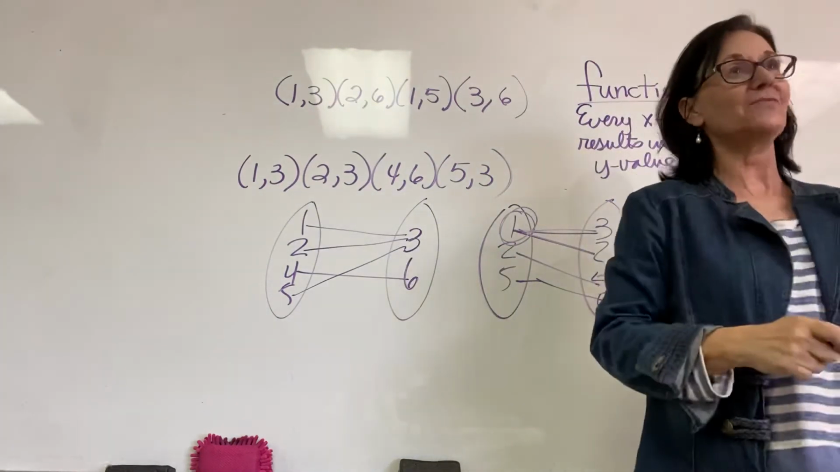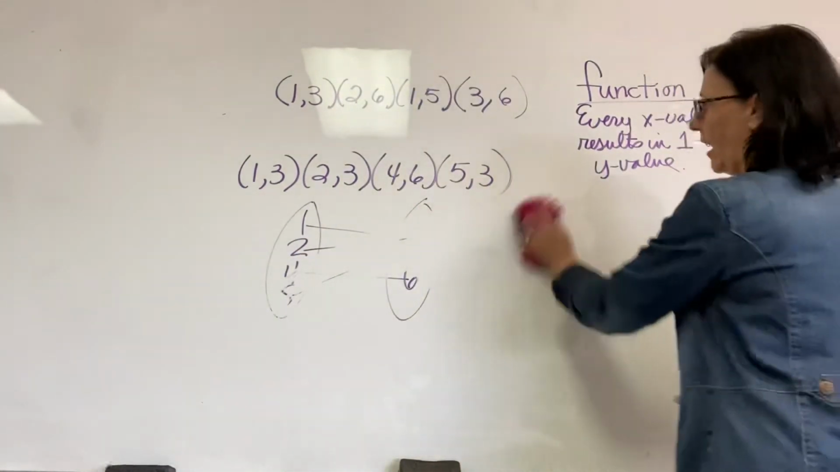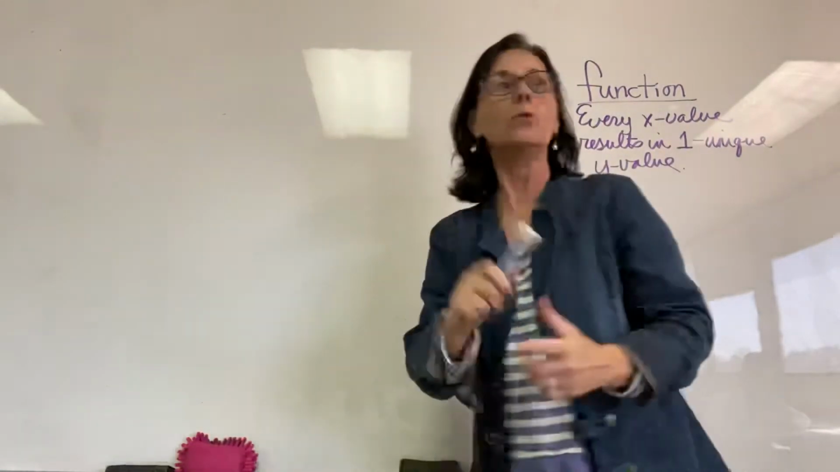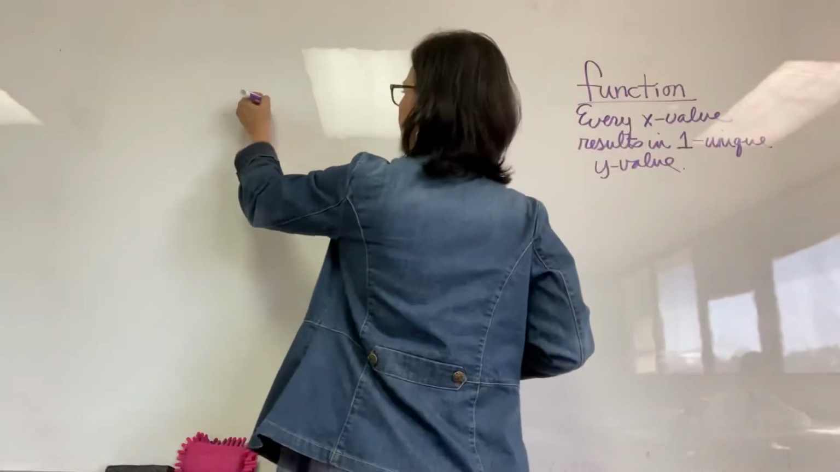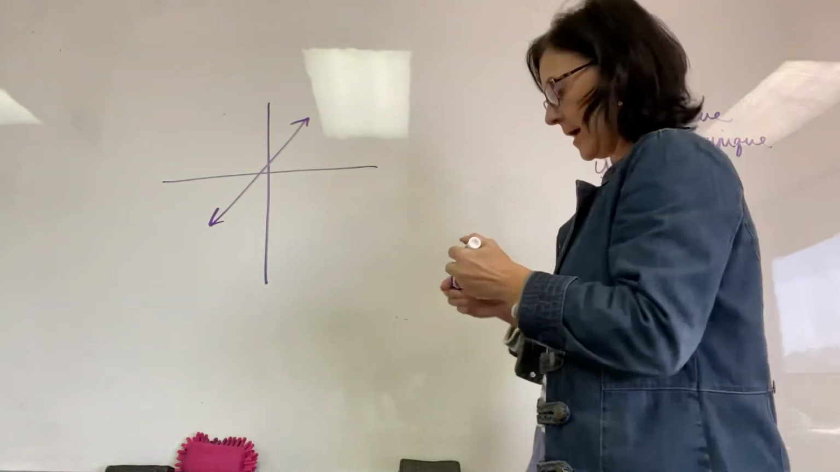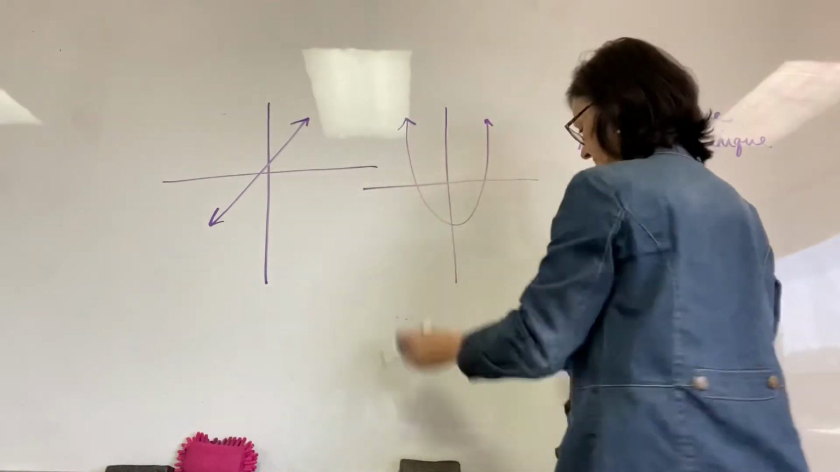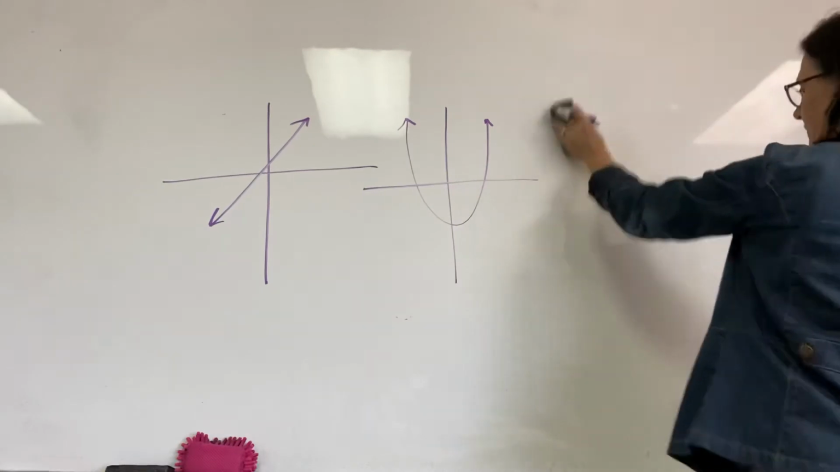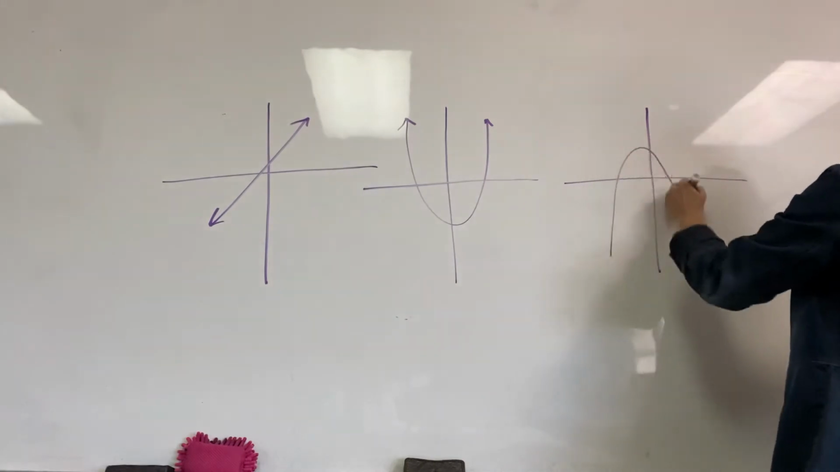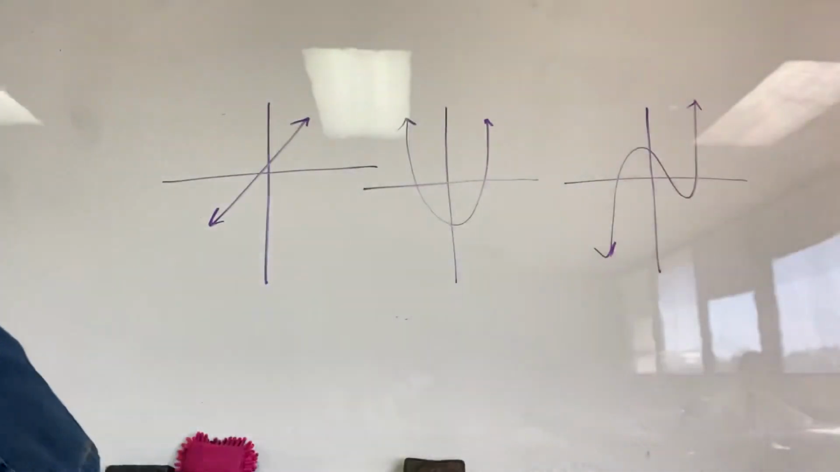Okay, here's the reason. All right. When X has one and only one unique Y value, when I graph it, well, it can look like this. All right. It can look like this. It can look like this. Okay, I want you to pay attention. Look.